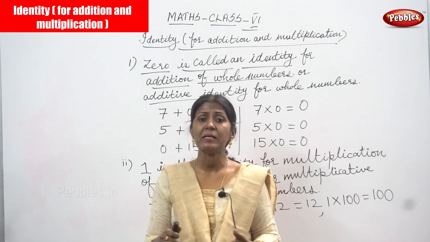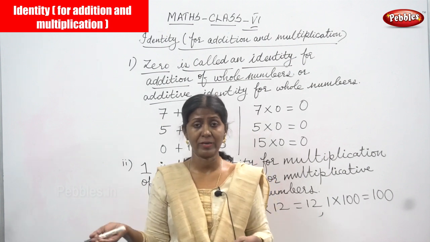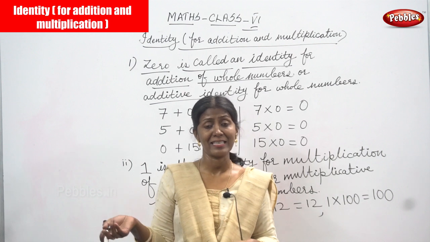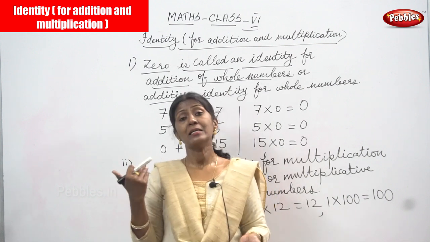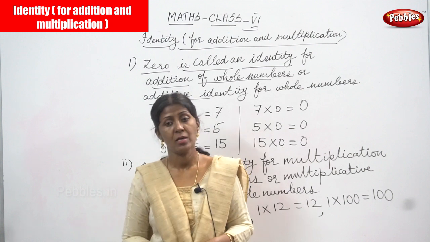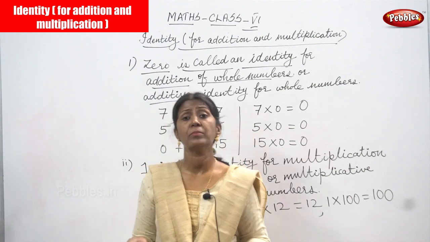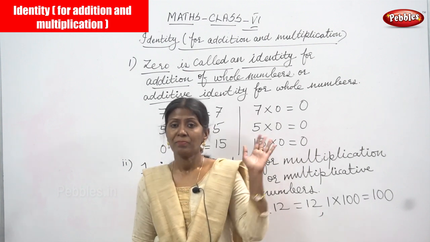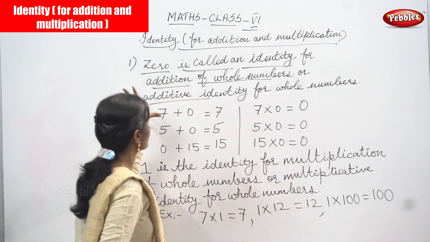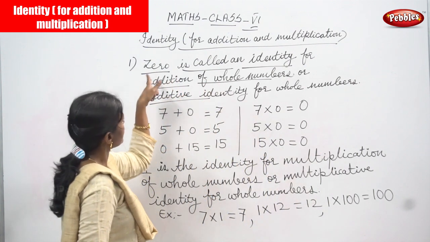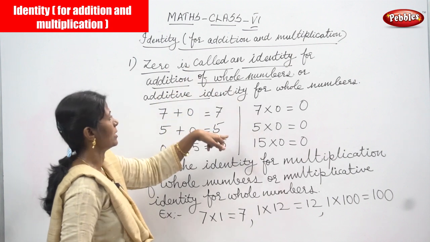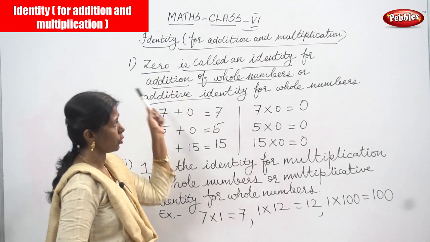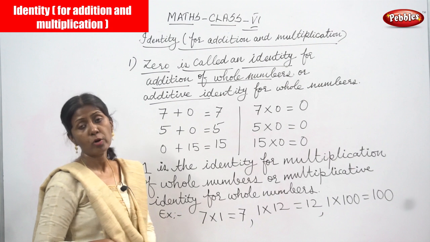So you can take any number. 35 plus 0 gives 35. 65 plus 0 gives 65. 99 plus 0 gives 99. 1000 plus 0 gives 1000. So you can take any whole number, add with 0, and you get the same number. That is the definition or property: 0 is called an identity for addition of whole numbers or additive identity for whole numbers.